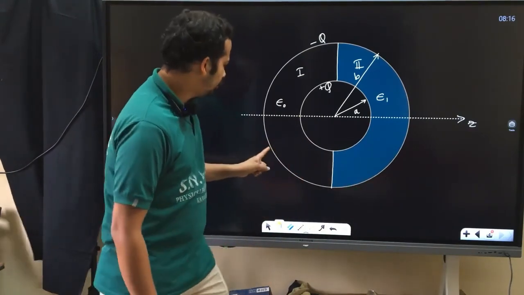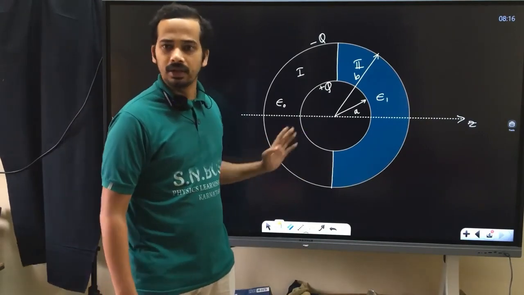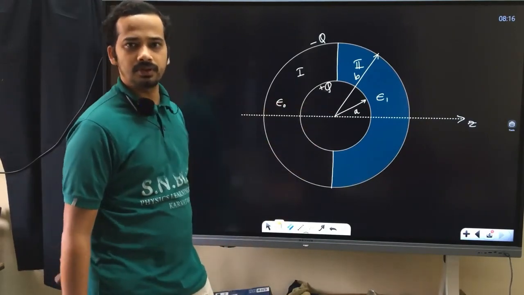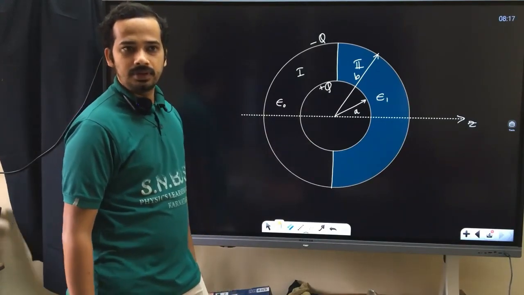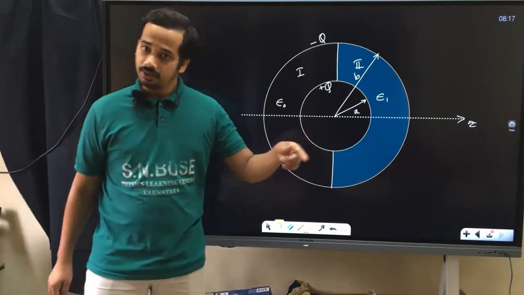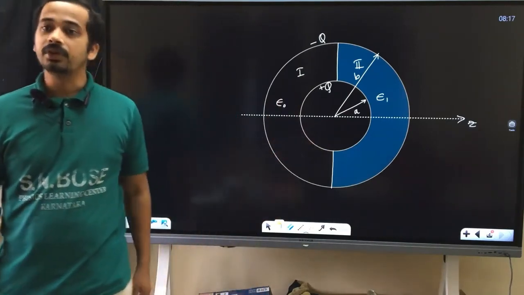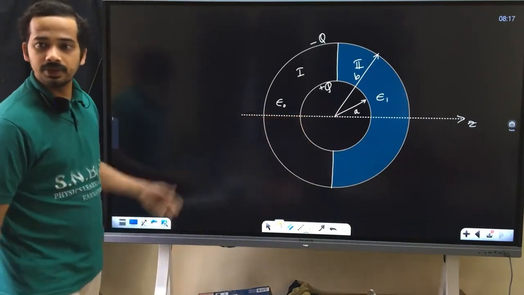Potential is constant on this surface, constant on this surface. They are conductors. Even though the charge distribution is non-uniform, you can find the potentials on the surface, isn't it? In this region, the Laplace equation is satisfied. You can solve the Laplace equation using azimuthal symmetry, V of r comma theta, whatever we solve.